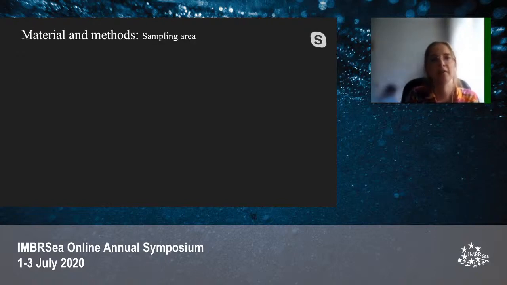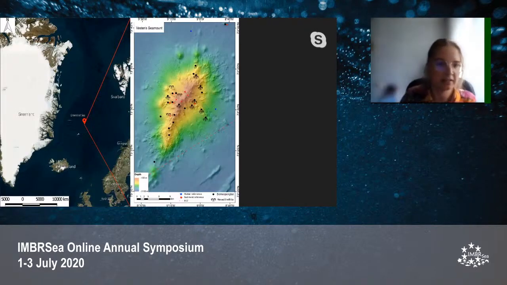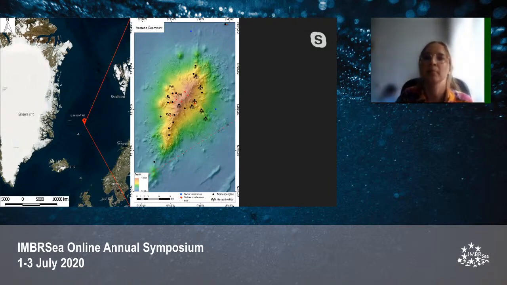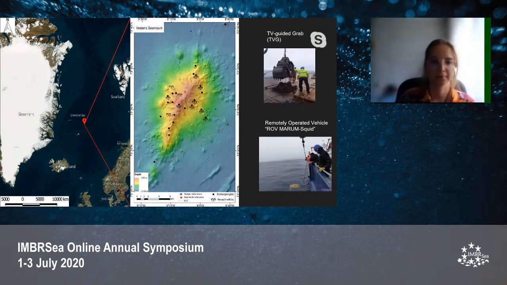Moving to materials and methods, we have the sampling area. That is the Vesteris Seamount, located in the central Greenland Sea. It is the largest of many volcanic edifices. During the expedition in the summer of 2019, all the samples were retrieved using a TV-guided grab and a remotely operated vehicle.